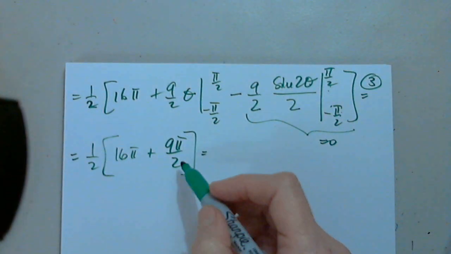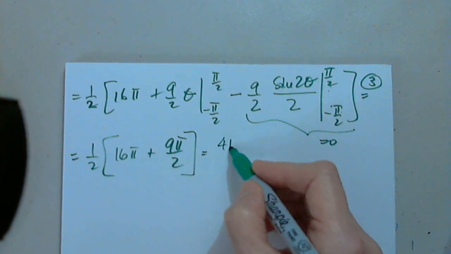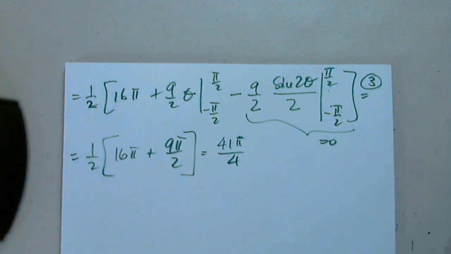So 2 times 16, 32. 32 plus 9, 41 pi divided by 4. And that is the final area.